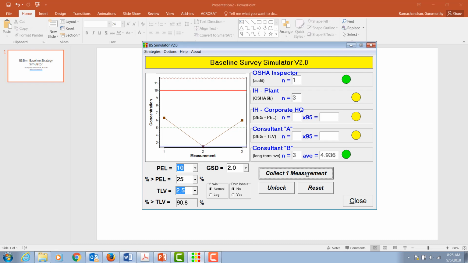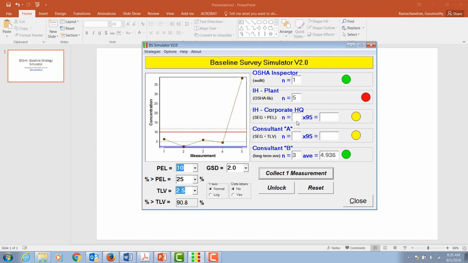Now, 3 measurements have been taken, and consultant B in the bottom here has obtained the minimum number of measurements needed to make a decision. The arithmetic average of the 3 measurements is 4.9, and it's much less than the PEL, and consultant B has also declared that this is an acceptable scenario, even though we know that it's an unacceptable scenario. There are more than 25% of the workers exceeding the OEL.